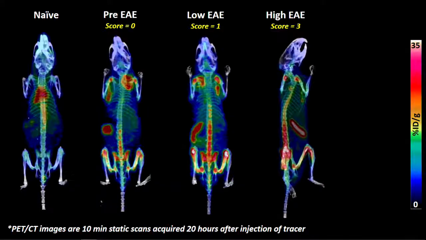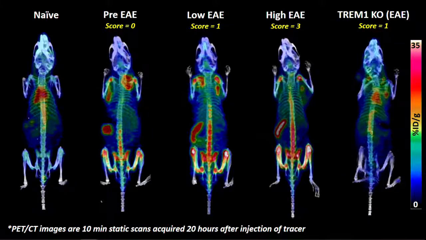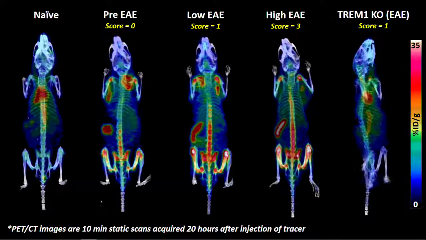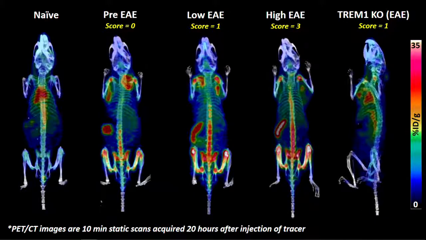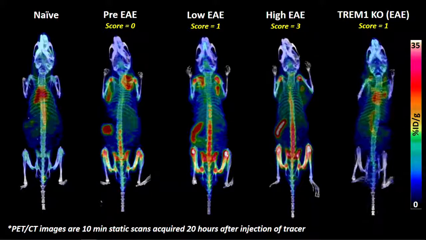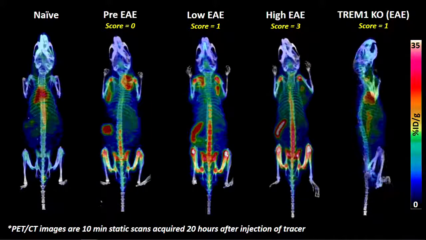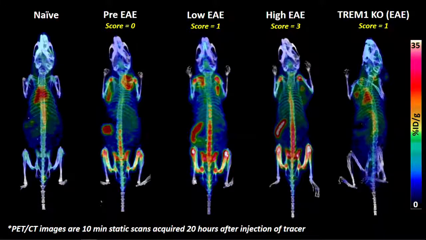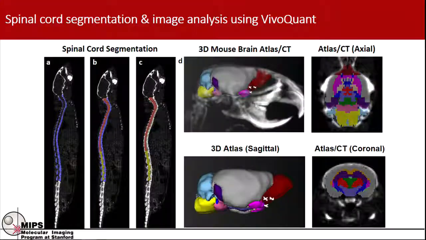And you think, well, is that really specific? Well, we did a TREM1 knockout mouse, and what was interesting was that most of the TREM1 knockout mice didn't get sick, so it seems like it could be a therapeutic target. But some of them did, and we had some at score 1 and some at score 3, but this is what they look like. They just look like the naives, where there is inflammation there, and these mice actually do get better. It's just blood flow. So I'm pretty happy about that.